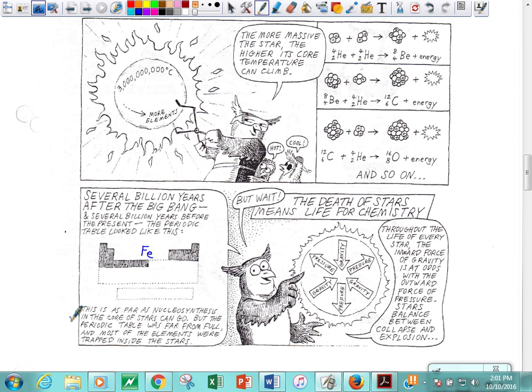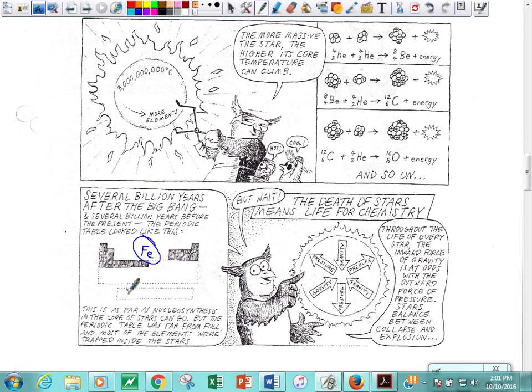But the periodic table was far from full, and most of the elements were trapped inside of the stars. So these elements weren't just free to go out into the universe. They were trapped inside the stars. So stars burning can produce up to and including iron. But how do we get these other elements here? Where do these elements come from? Okay, so we filled it up to iron, which has atomic number 26. How do we make the other ones? Star has to die. Okay, yeah, let's read about it.